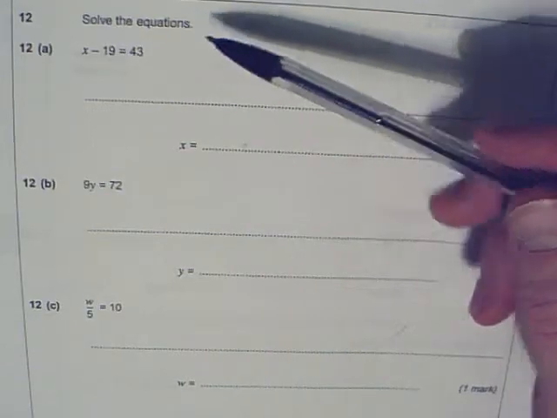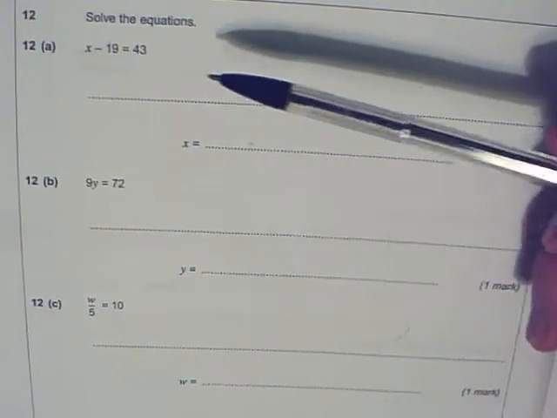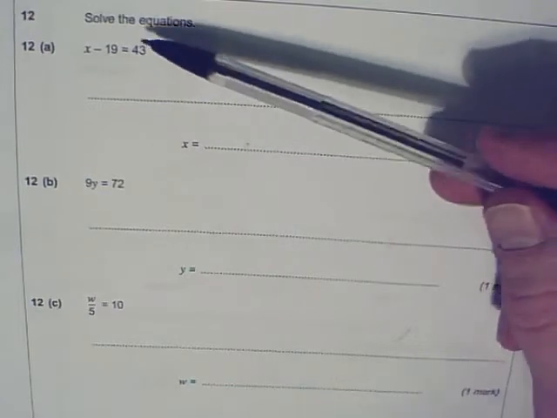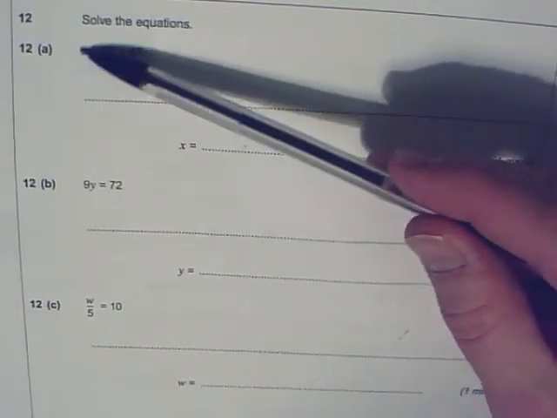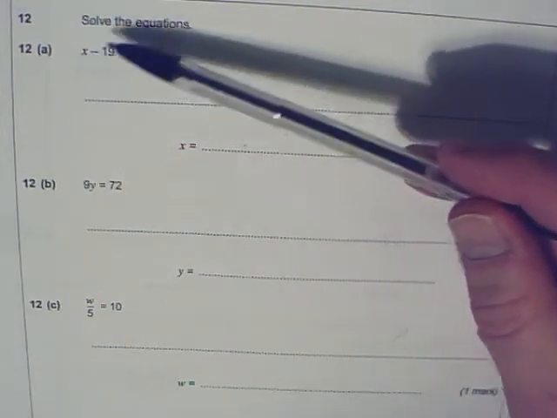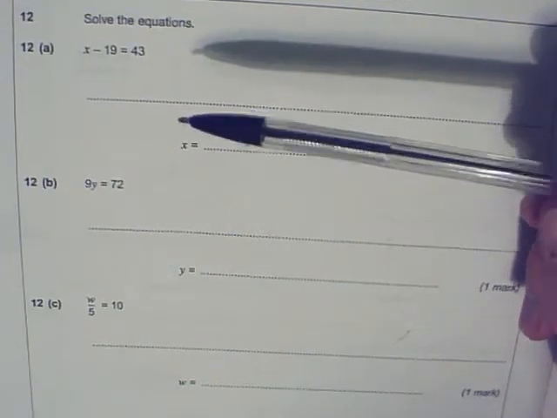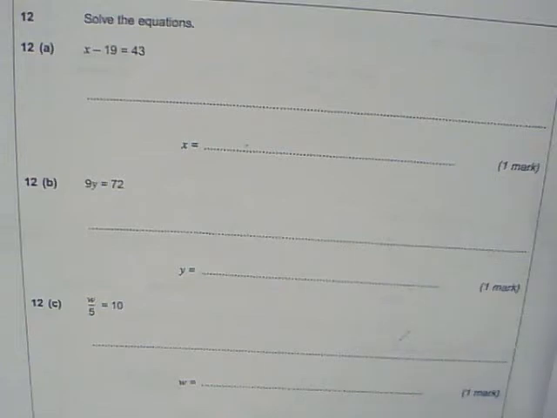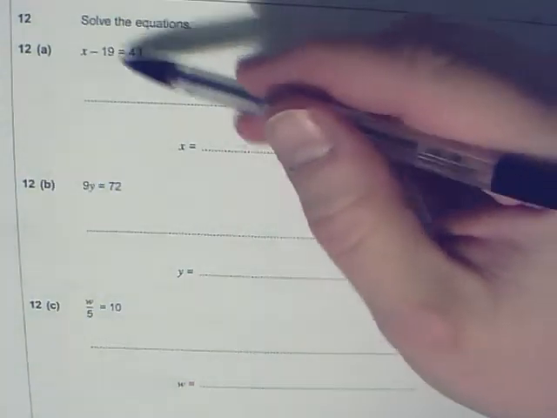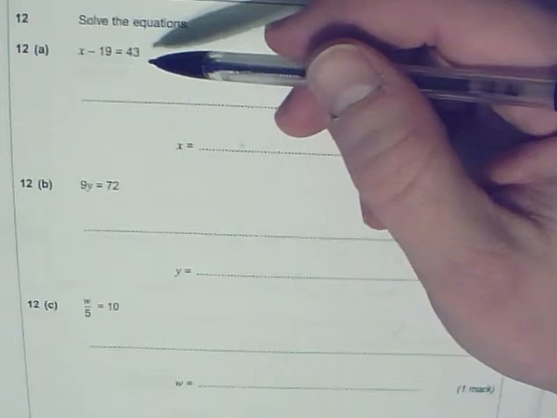Okay, question 12. I'm solving some equations. So I need to think about how to solve equations. I know that I need to have whatever my variable is, so whatever my letter is here, on one side, and I need to have all my numbers on the other side in order to be able to work it out. The other thing I need to know is that whatever I do to one side, I must do to the other. I must balance it by doing the same thing to the other side.